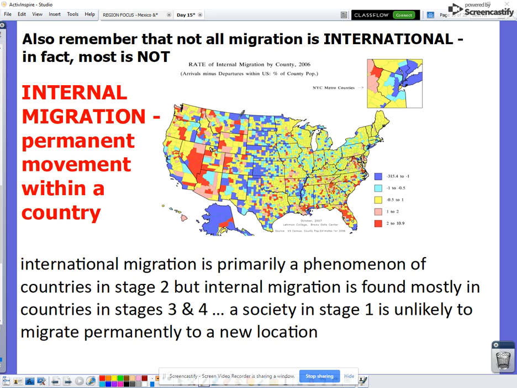All right, the last couple slides here. Internal migration, so we talked about international. This is a permanent move within a country. We talked about how stage 2 countries don't have lots of internal migration. Internal migration will be reserved for the 3rd and 4th stages.